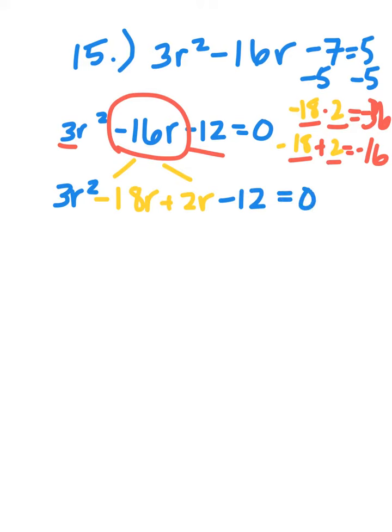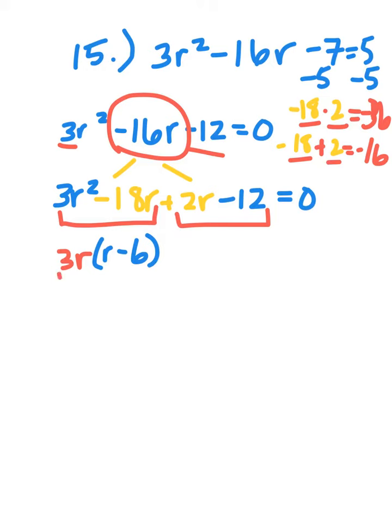This then allows me to make two groups, my first group and my second group. Also another reason we call it factoring by grouping. The first group has an r in common and a 3. So if I take 3 and r away from 3r squared, I'm left with r. If I take 3 and r away from negative 18r, I'm left with negative 6.